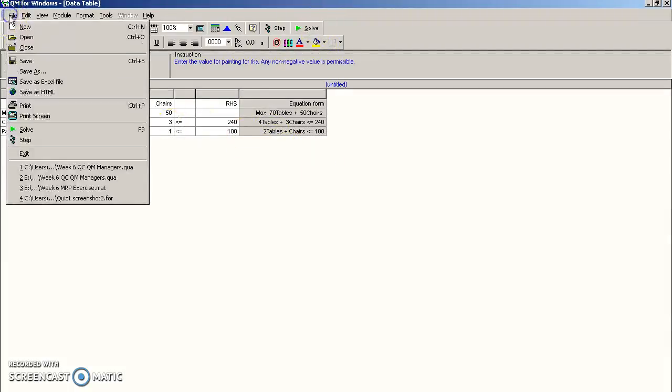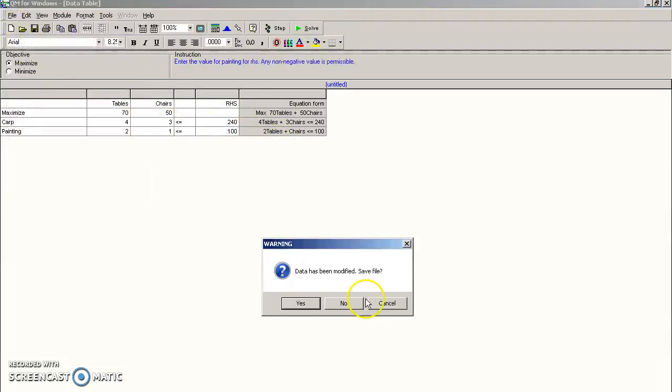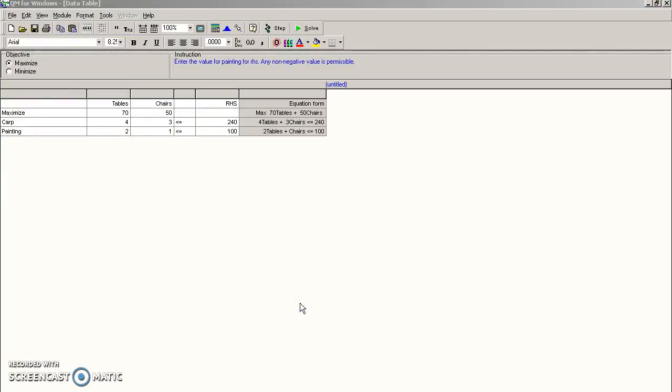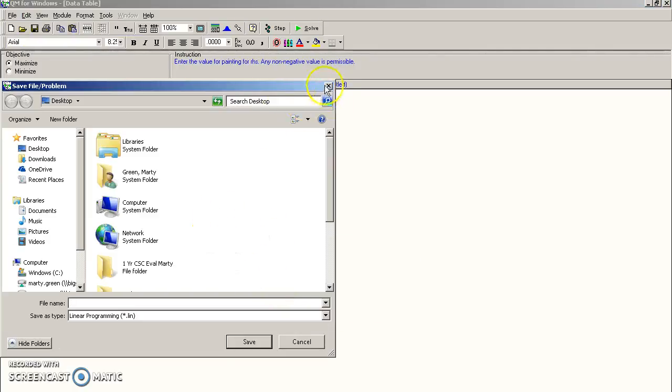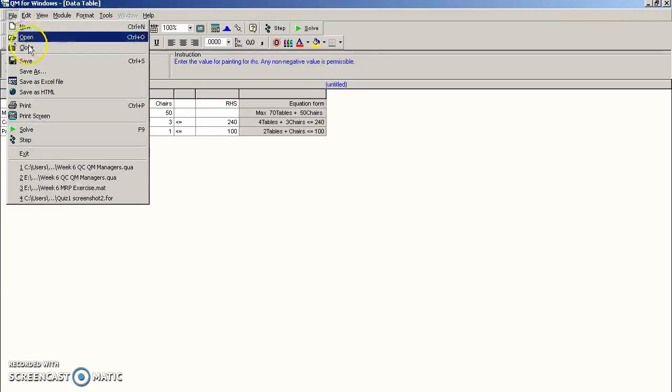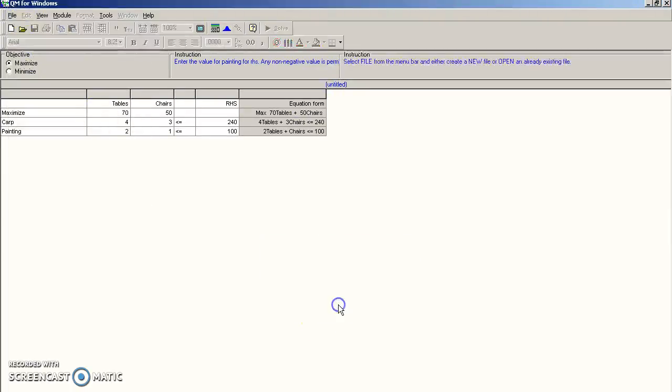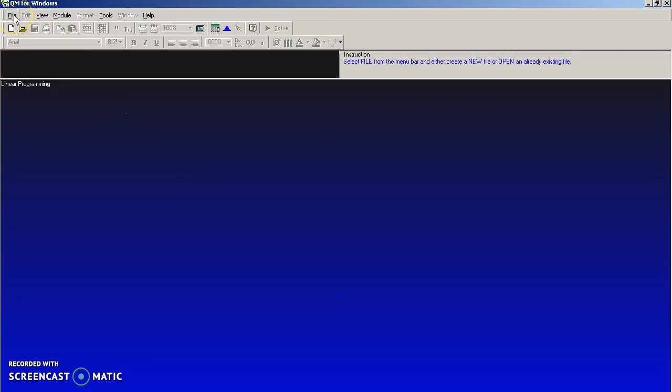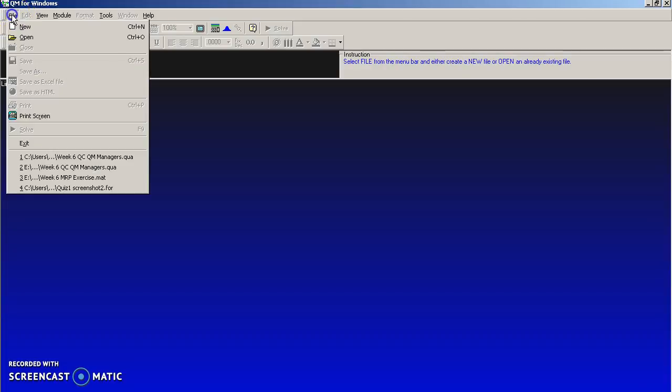Okay, let's go quickly to the minimization problem. Exit, file, whoops. Okay, open. Sure, save it or no, let's not do that. File, close, save it, no. The other one in the book is the Holiday Turkey Ranch. And I'll just do that real quick.